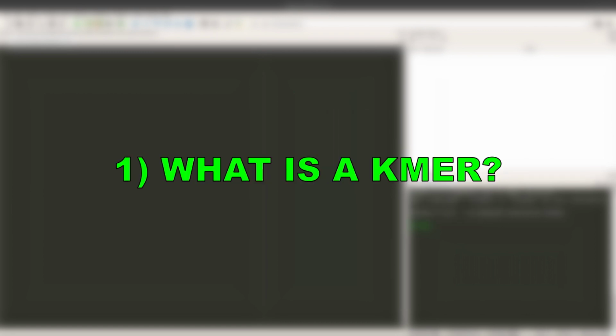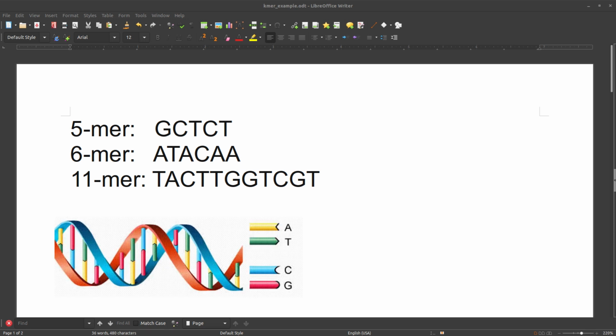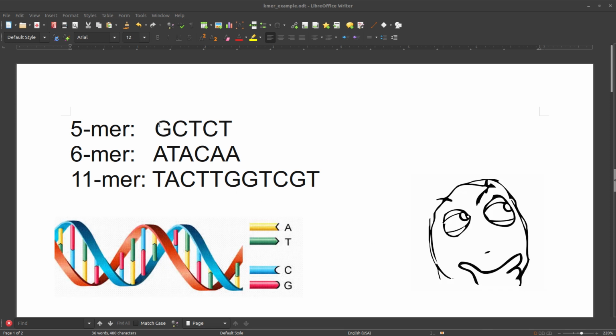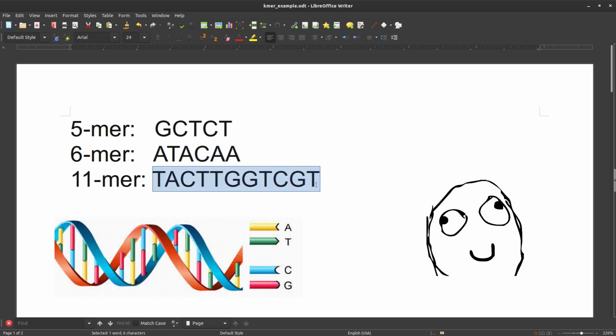So what is a kmer? A kmer is simply the term we use to describe a tiny piece of subsequence of DNA. A 5-mer would be a sequence of 5 nucleotides. A 6-mer would be a subsequence of 6 nucleotides. And an 11-mer would be a subsequence of 11 nucleotides, and so on. That's really all it is.